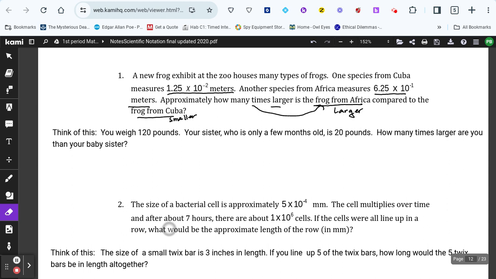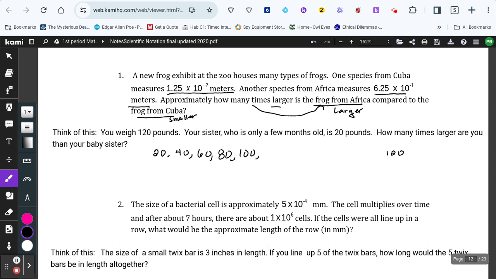You weigh 120 pounds. Your sister, who is only a few months old, is 20 pounds. So how many times larger are you than your baby sister? You've got to figure out how many 20s it would take to get to 120. It's 20, 40, 60, 80, 100, and then you would get to 120. That's 1, 2, 3, 4, 5, 6 times larger. It would take 6 of these to make 120 pounds. So you are 6 times larger than your baby sister.